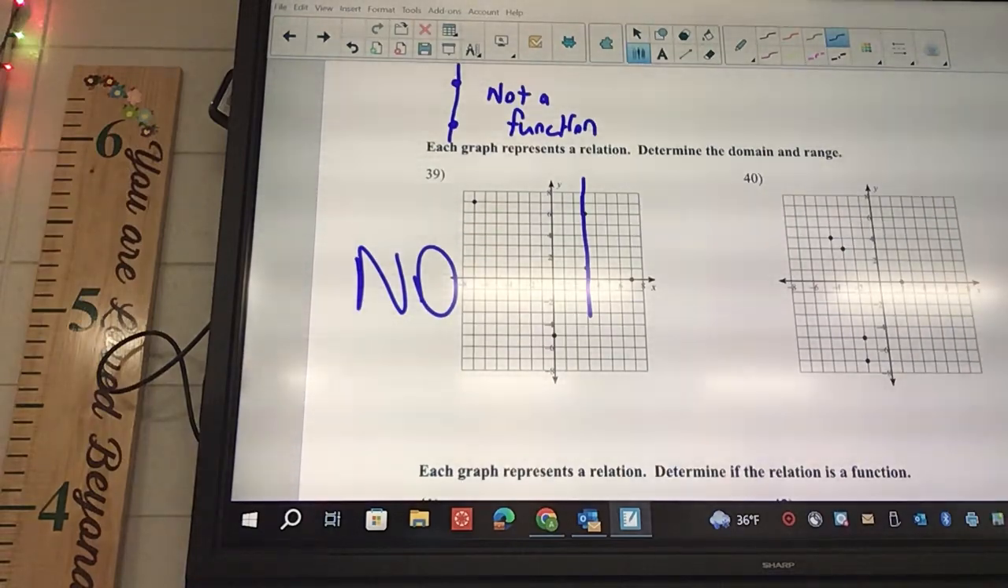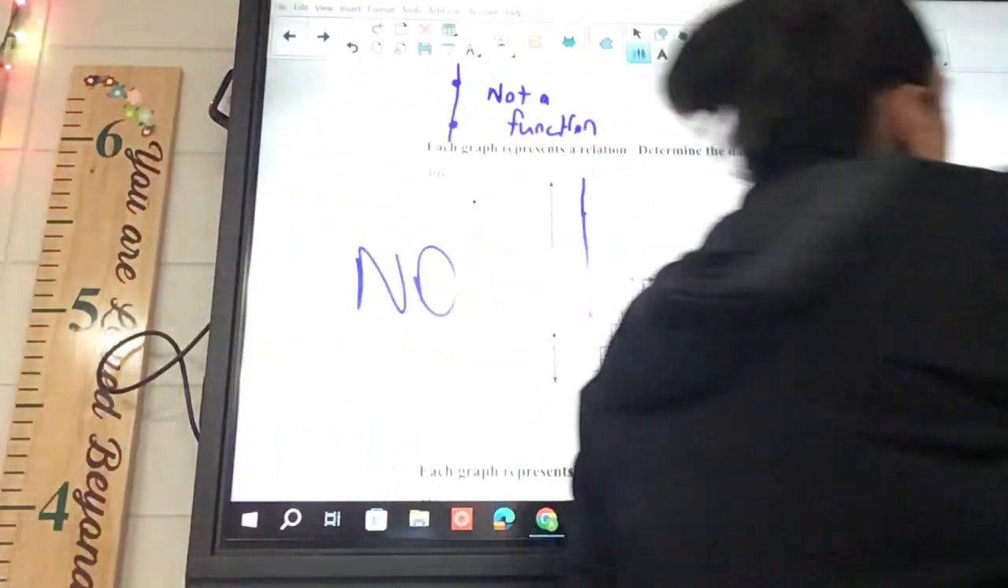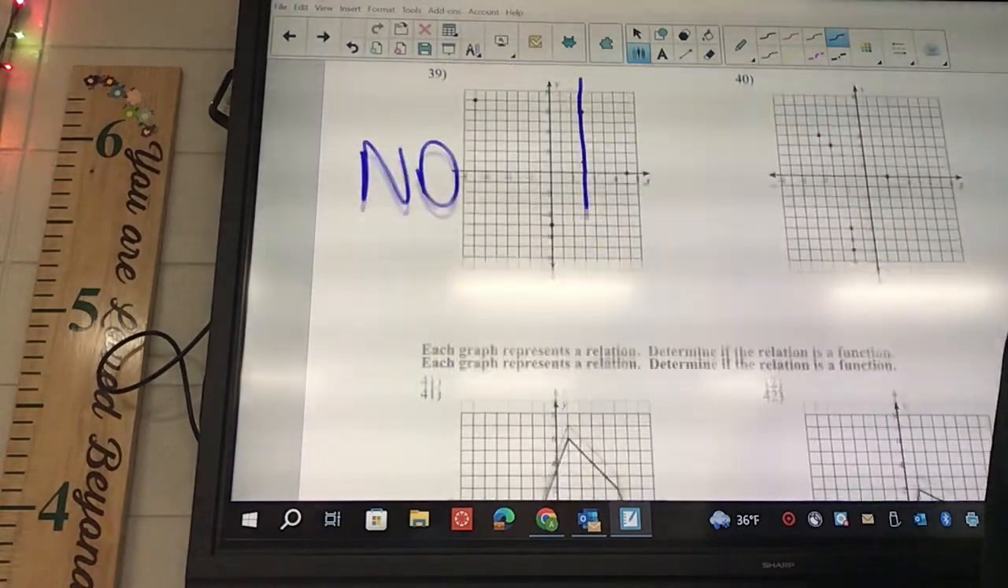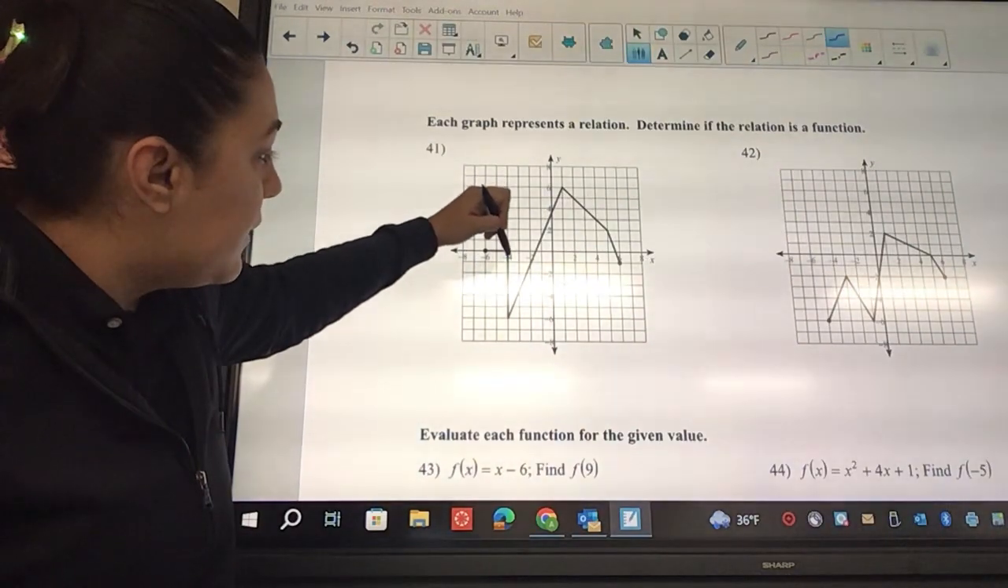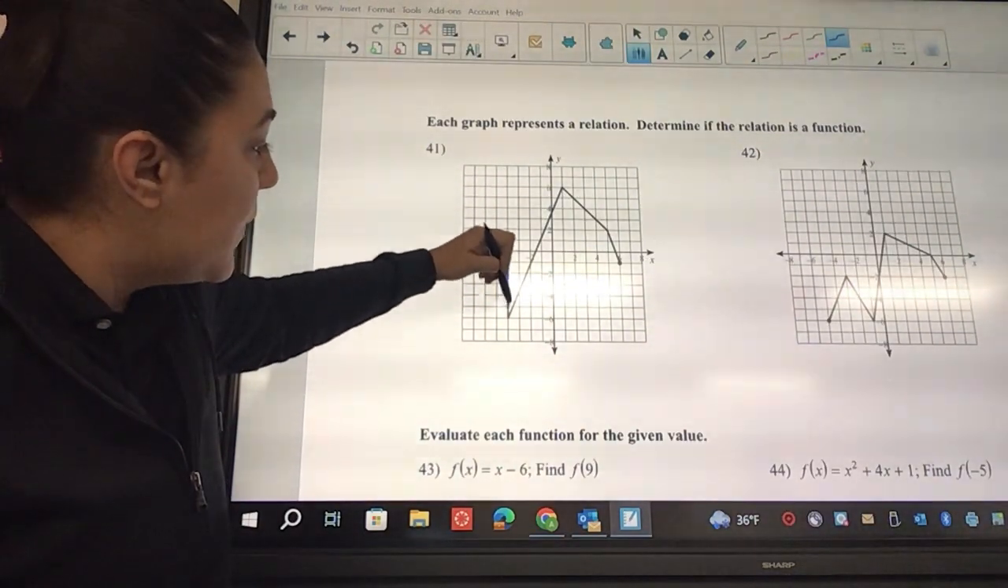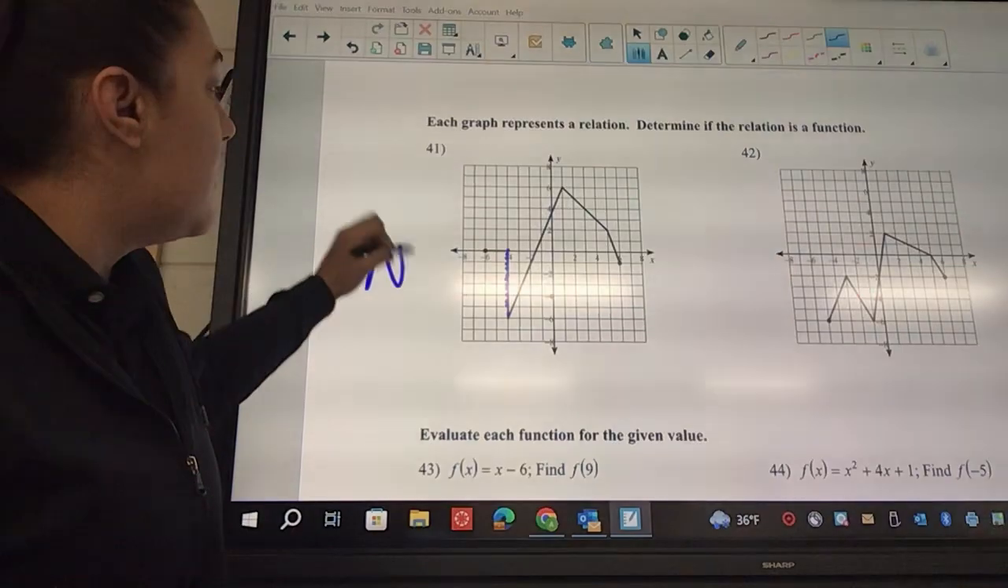Okay, what about 41? Is that a function? It is not. Again, see how this one goes straight up and down? There's really a dot here, here, here, here, here, here. That's how we make a line. So this is going to be a no.